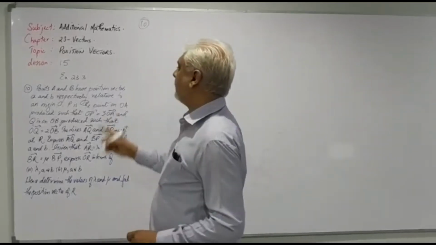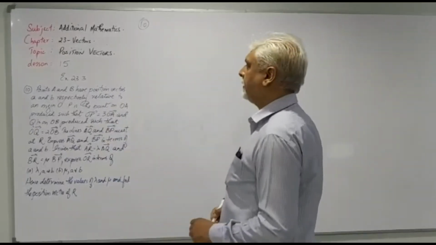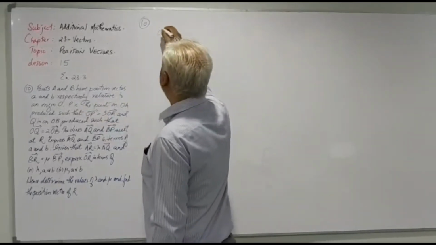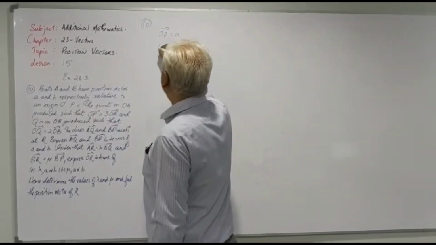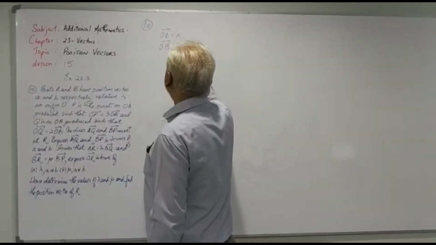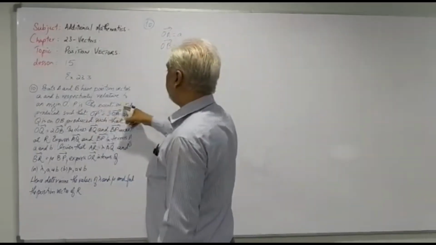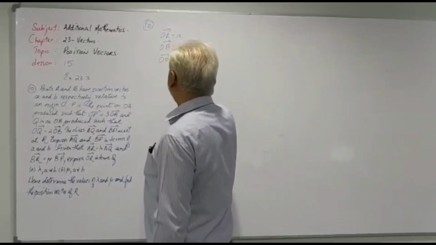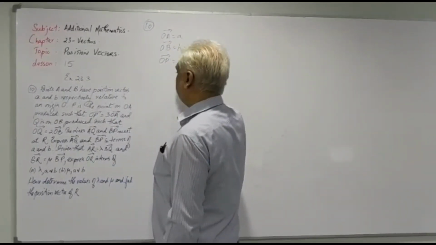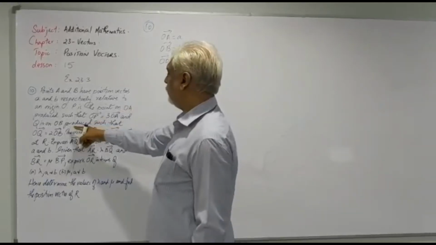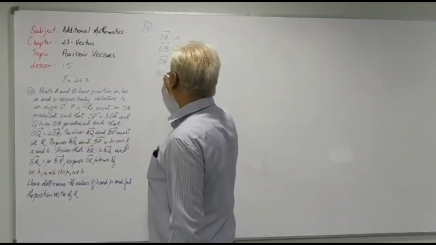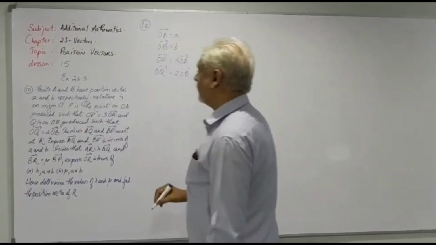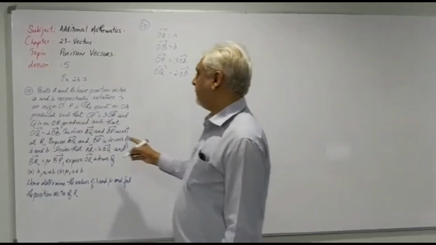It says here points A and B have position vectors A and B respectively relative to an origin O. So we can say that OA is equal to A and OB is equal to B. P is a point on OA such that OP is equal to 3OA and Q is on OB produced such that OQ is equal to 2OB. The lines AQ and BP meet at R.